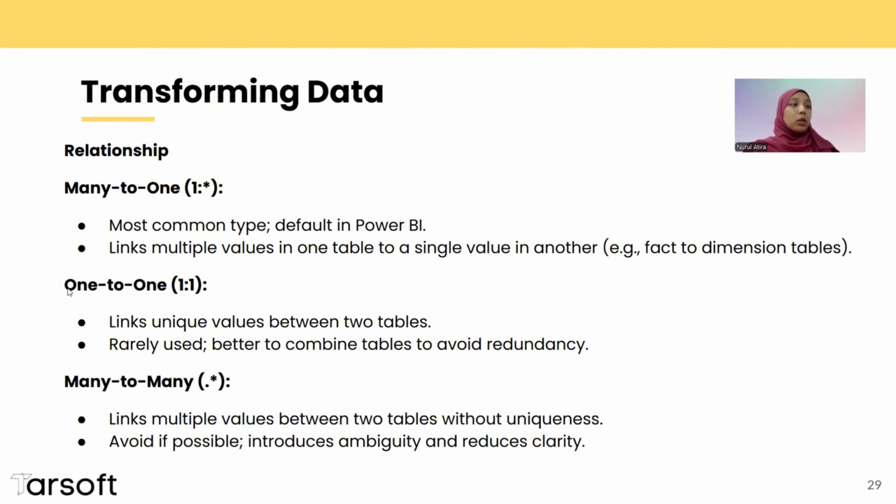Next we have the one-to-one relationship, which links unique values between two tables. This is rarely used. It's just better to combine tables to avoid redundancy. Next, we have many-to-many, which links multiple values between two tables without uniqueness. Avoid it if possible, because it introduces ambiguity and reduces clarity. Since it's most common in Power BI, we're just going to continue with many-to-one.